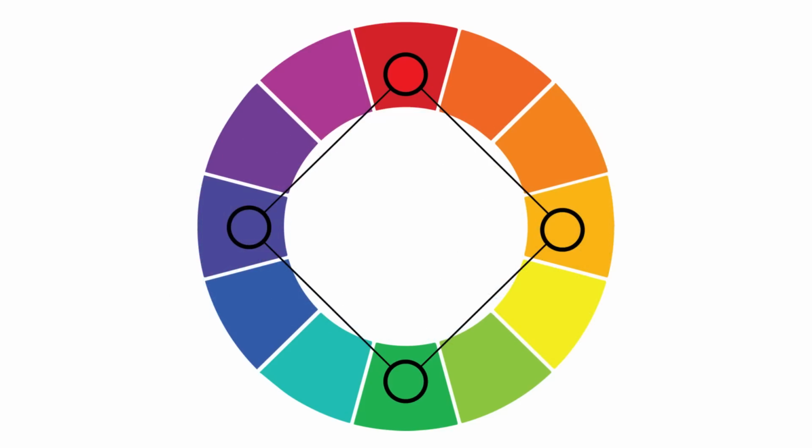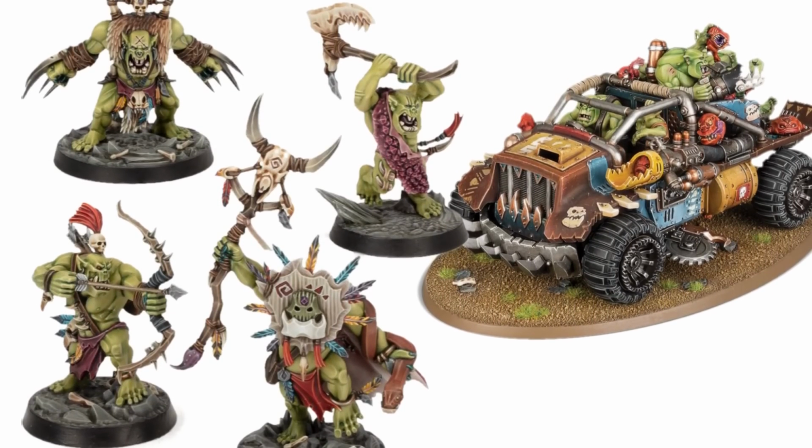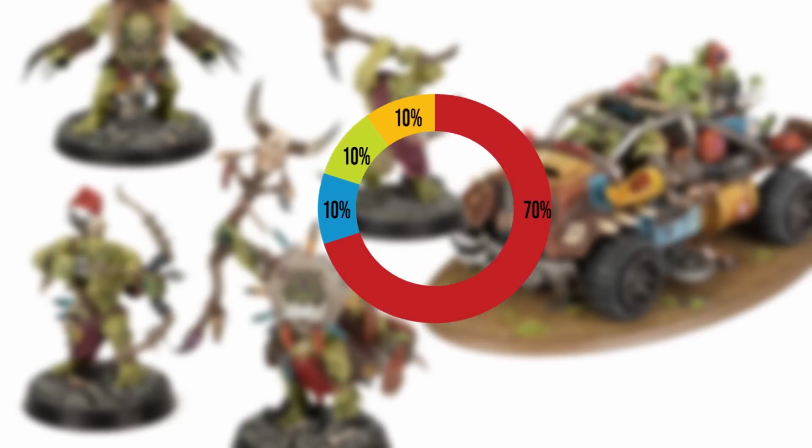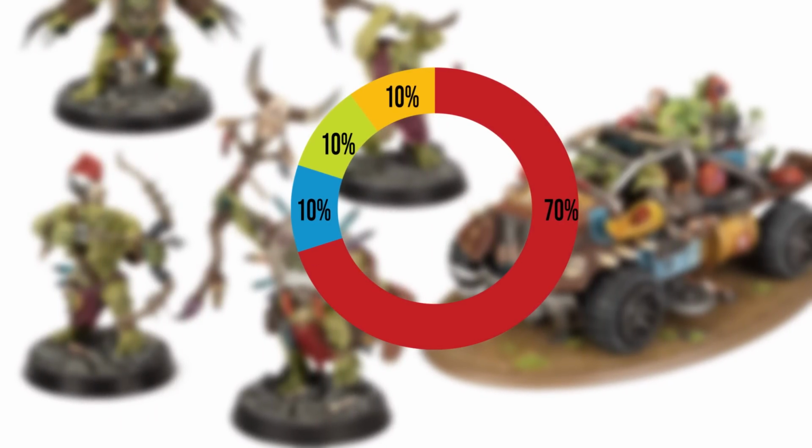Let's move on to square. Squares use 4 colors. So how does the majority minority accent rule work with them? With this one, it's a bit different. You have 1 majority color and 3 accents. So percentage-wise, it would look something like this: 70, 10, 10, 10. But those percentages could vary.